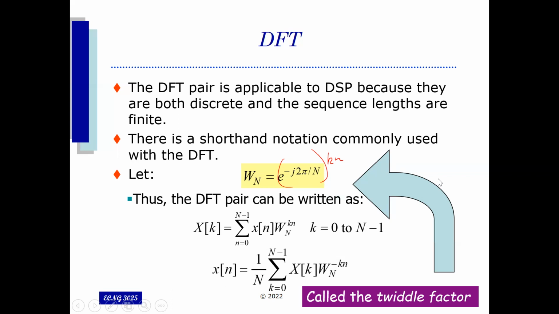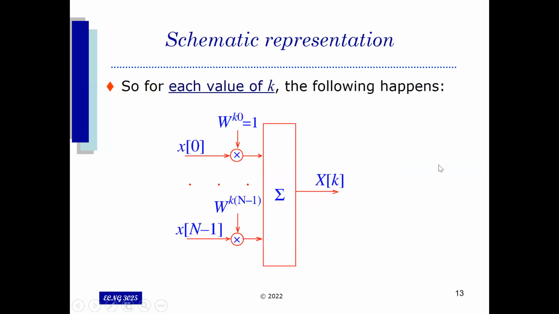So the shorthand that we have is that the forward pair is x of n times W subscript capital N to the power lowercase n and k. And the inverse transform, of course, is exactly the same form. You interchange x of k and x of n, and you reverse this sign so that you go the other way around.